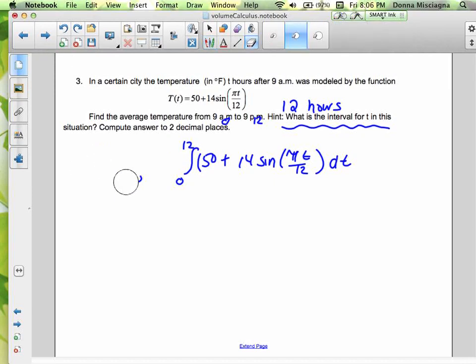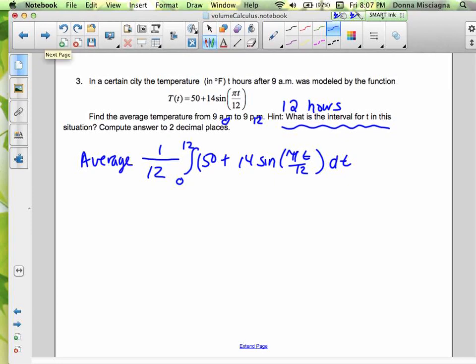All right, so average temperature, oh, I almost forgot. I was so busy setting up the interval, I didn't leave myself space to do this, 1 divided by 12. So we're going to multiply that by 1 over 12. That's our change in time, and that's our average temp. These aren't very difficult. You're just going to integrate, evaluate, and multiply by 1 over the change. So that's 1/12.